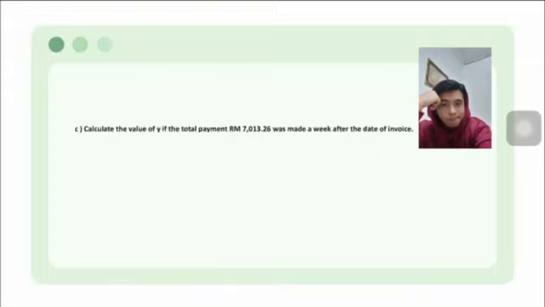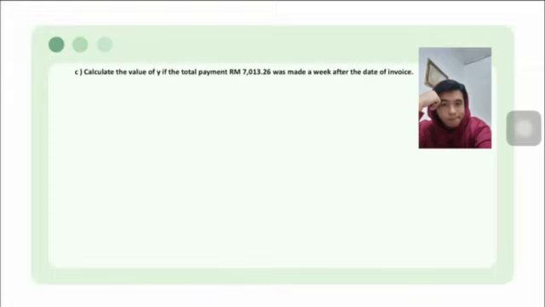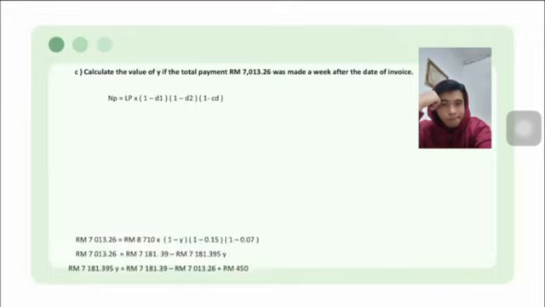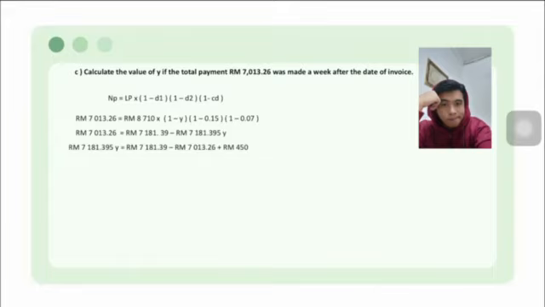Question 2C. Calculate the value of Y if the total payment of 7,013.26 was made a week after the date of invoice. Using the equation net price equals list price times (1 minus discount rate 1) times (1 minus discount rate 2) times (1 minus cash discount). Using the given formula, you will get 7,181.395 Y equals 168.13.